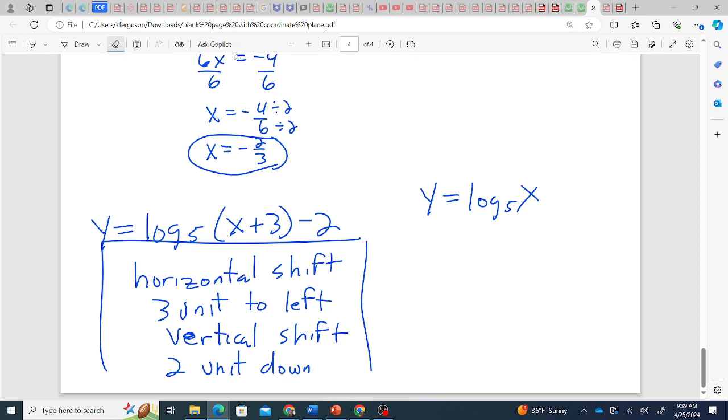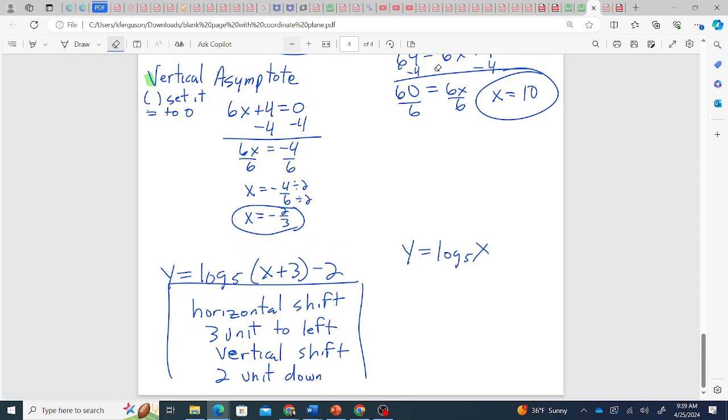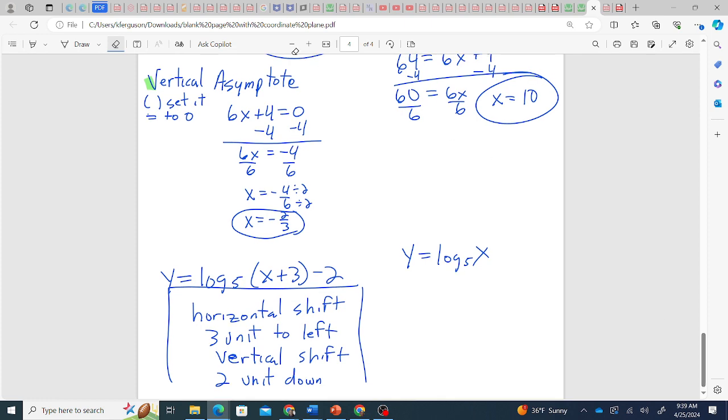Left. You move to the right. Yep. Okay. Are there any questions on that? All right. Okay. That's bell work.